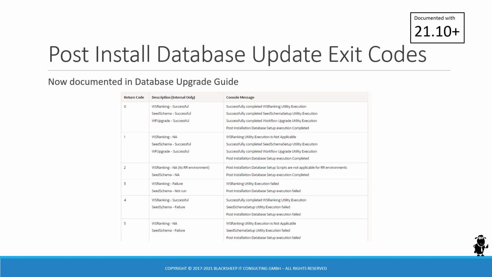The Bookshelf database upgrade guide now includes a complete list of the exit codes of the post-install database update. These exit codes are shown in the log file, and it was a bit hard before these were published to understand whether it was all okay or not, and now it's quite clear to see that execution failed or completed successfully. So the different return codes represent different combinations of successful, skipped, or unsuccessful steps. They go from 0 to 12.